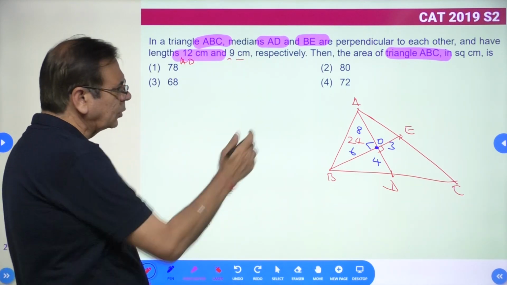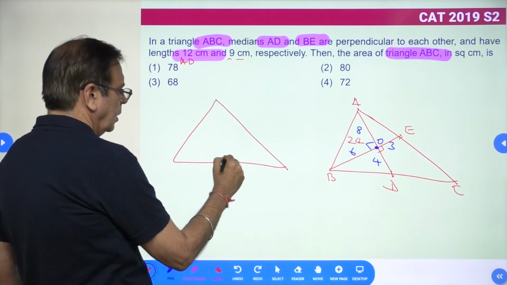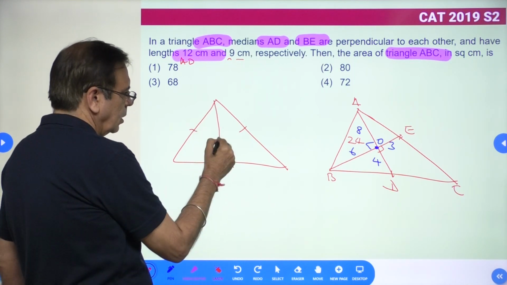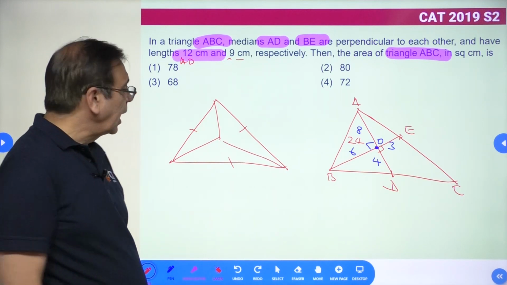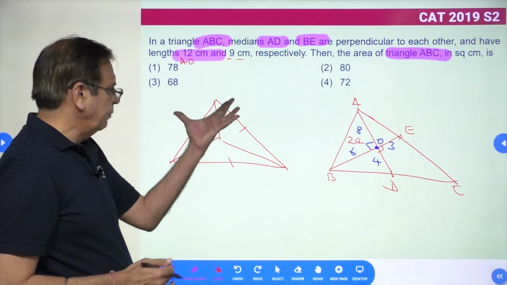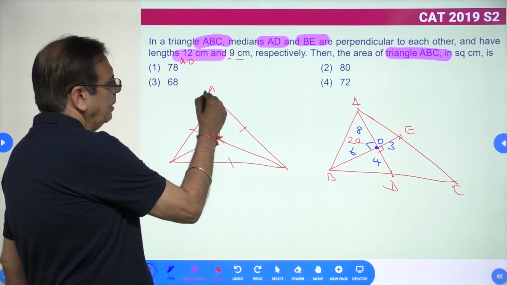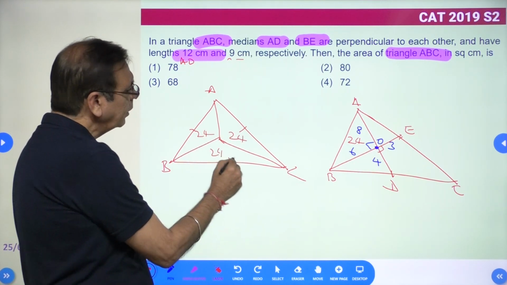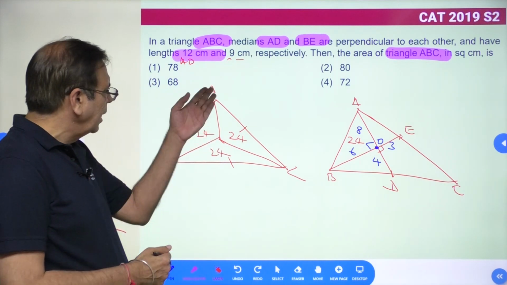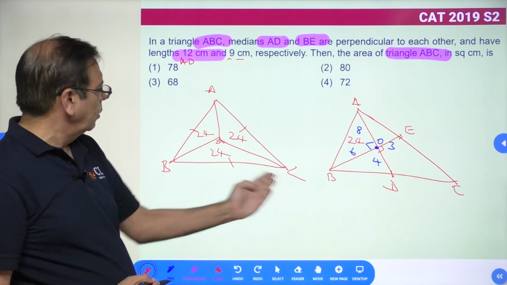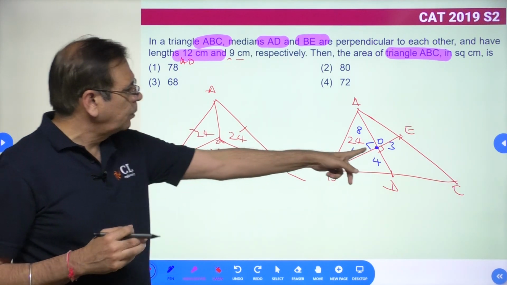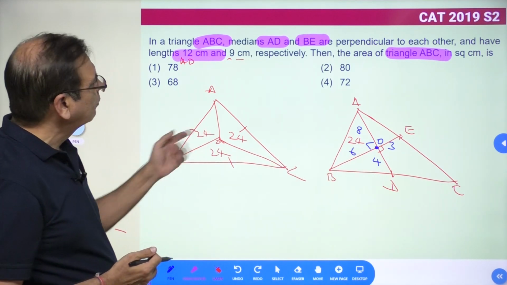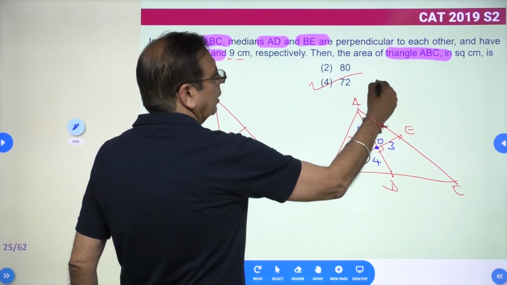Now back to the theory for a minute. Now if this is the median, the medians will divide the triangle into 3 equal smaller triangles. If this is the full triangle ABC, if this triangle is 24, this will also be 24. This will also be 24. At the centroid, AOB will be equal to AOC equal to BOC. So this point O, the 3 triangles around O, which is the centroid, will be of equal area. So these have to be 24 each. So the answer has to be 24 into 3, 72.